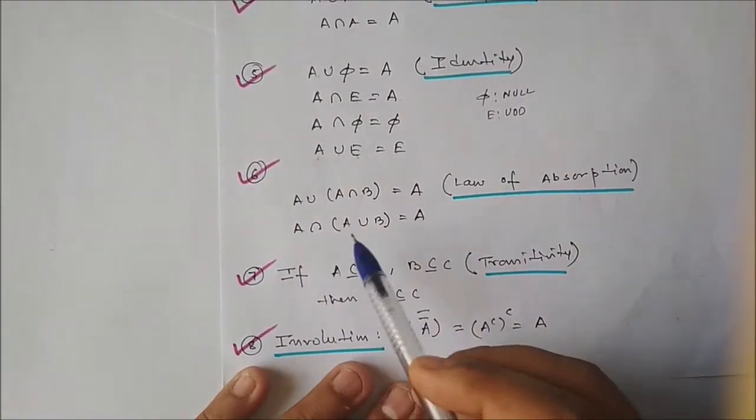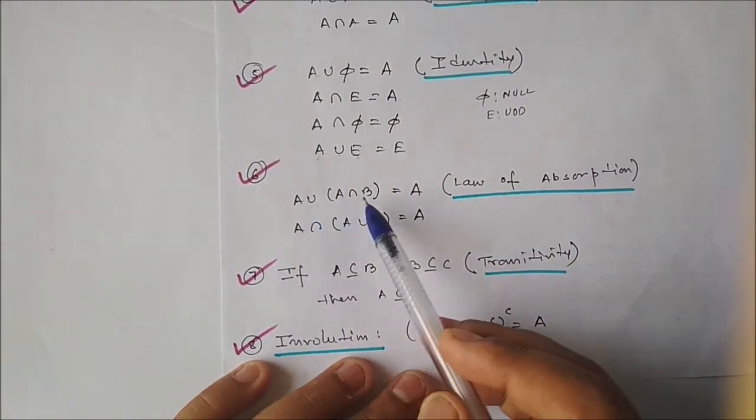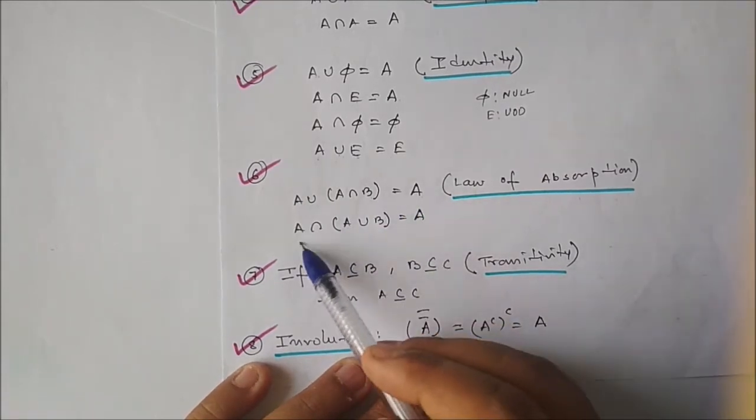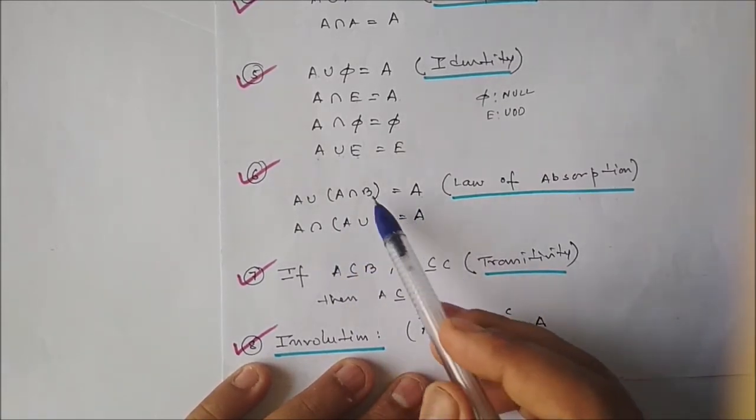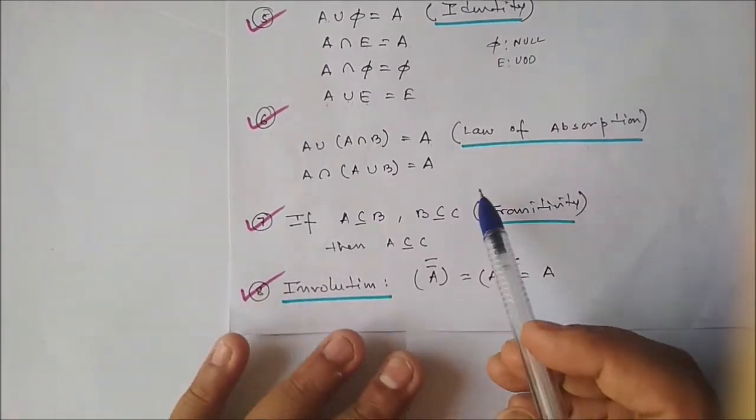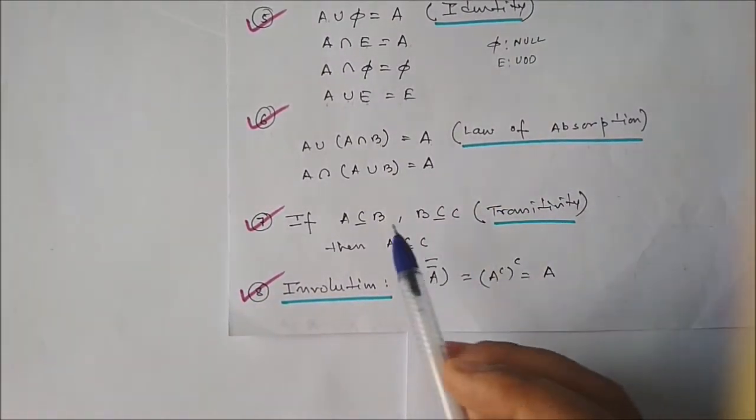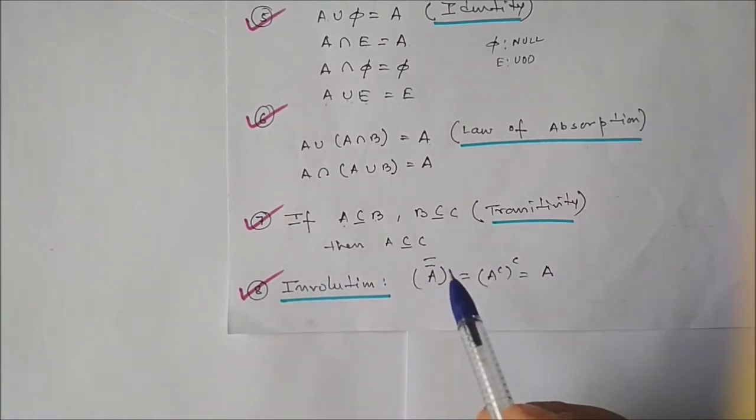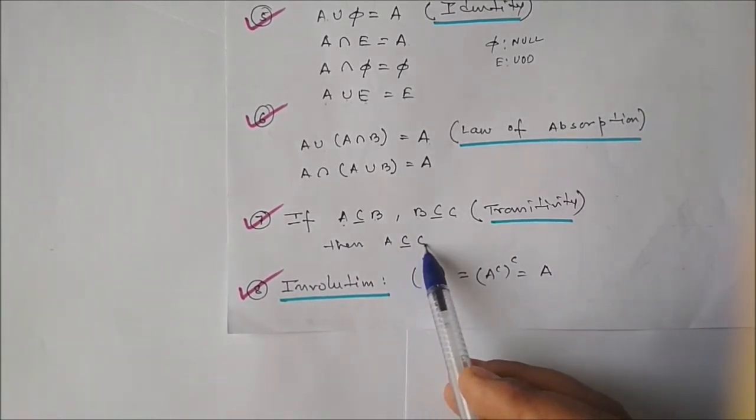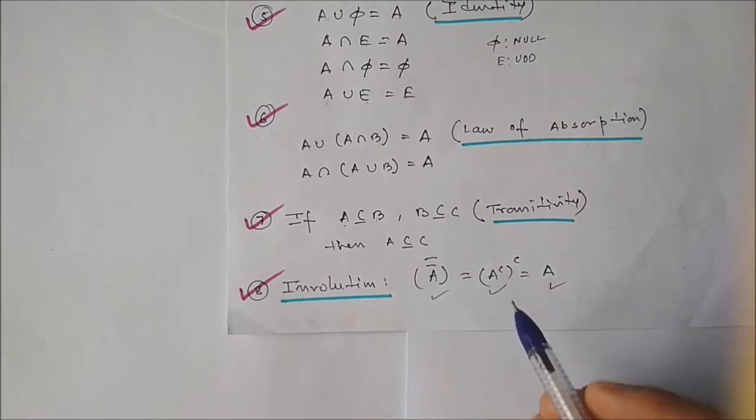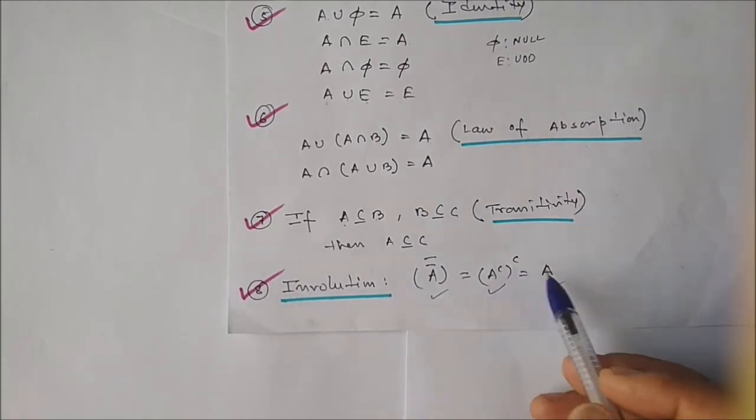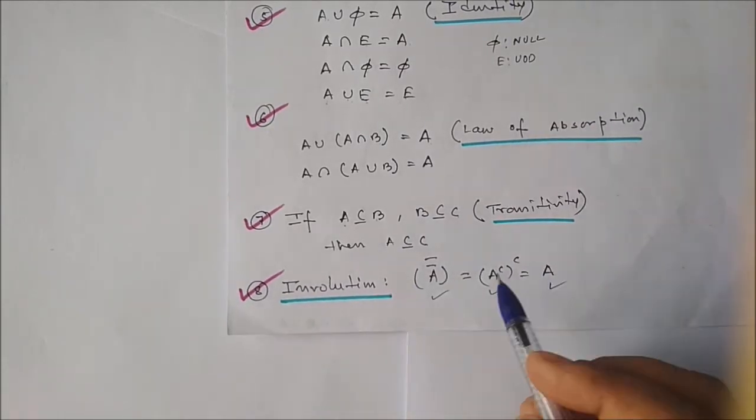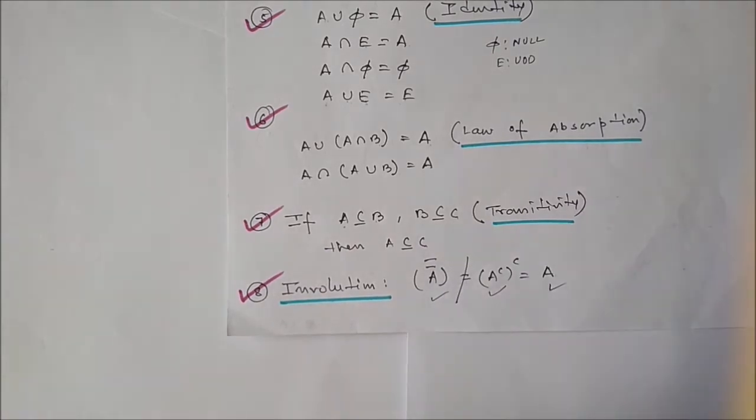Now the law of absorption: A union A intersect B is equal to A, and A intersect A union B is equal to A. So these two are very important, we use them many times. Next, transitivity. A is a subset of B and B is a subset of C. Then we can write A is a subset of C. Involution is what? A double complement is A. So we can represent it like this way or this way.